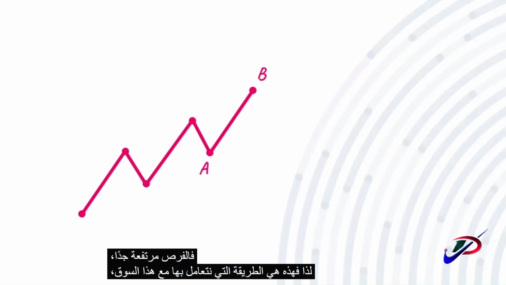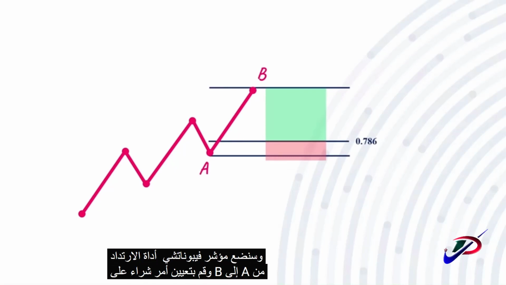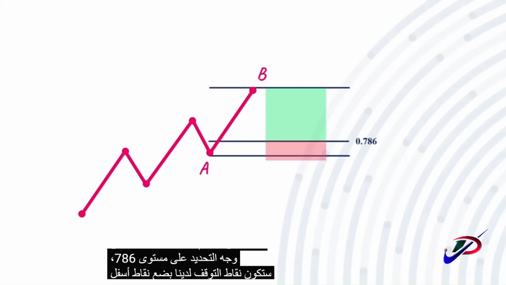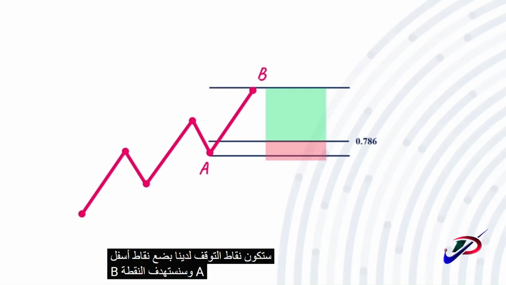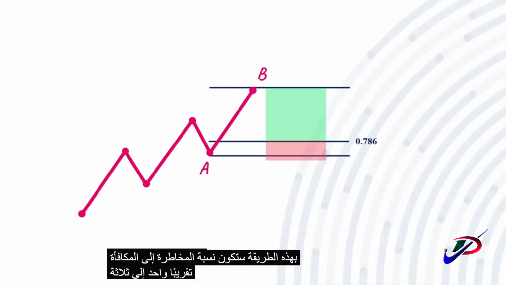So, this is how we approach this market. We will put a Fibonacci retracement tool from A to B, and set a buying order precisely on the 786 level. Our stop will be a couple of pips below the A, and we will target the B point. This way, your risk-to-reward ratio would be almost 1-to-3.